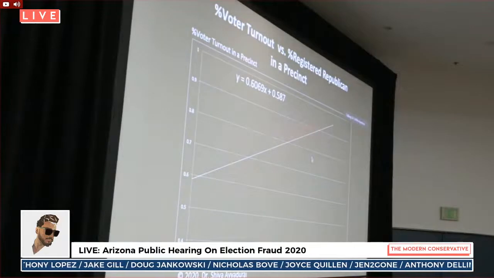Towards this, we did an initial analysis of looking at voter turnout in a precinct, percent voter turnout. So every dot here represents a particular precinct, and you're looking at the percent voter turnout in a precinct along the y-axis, and along the x-axis simply the percent registered Republicans in a precinct. And what's interesting is you see a positive correlation. The higher the percentage of Republicans in a precinct, in fact, voter turnout is going up.